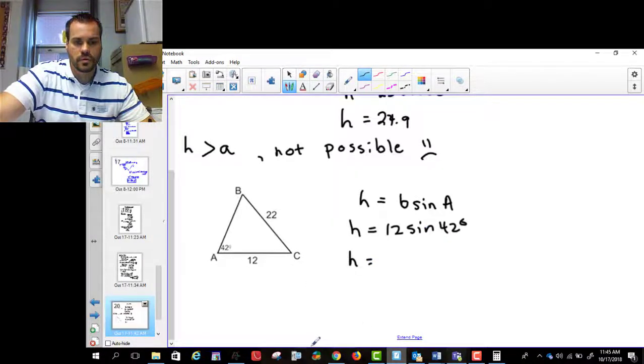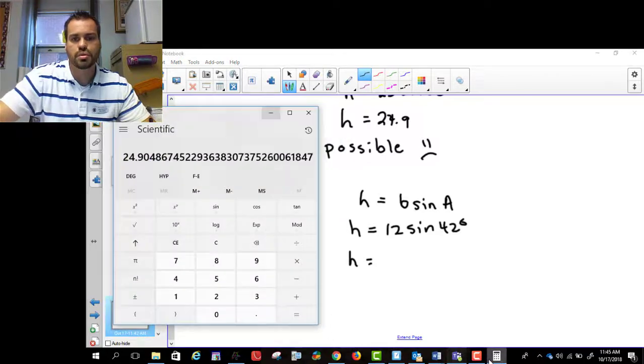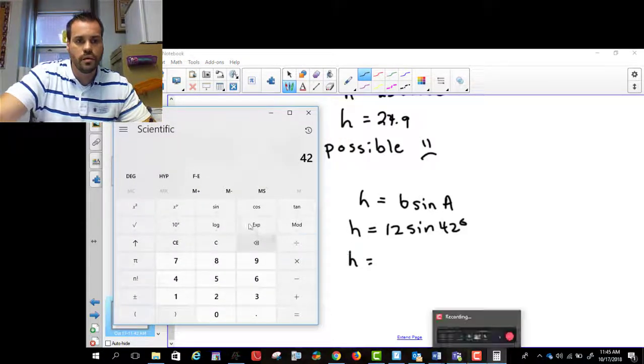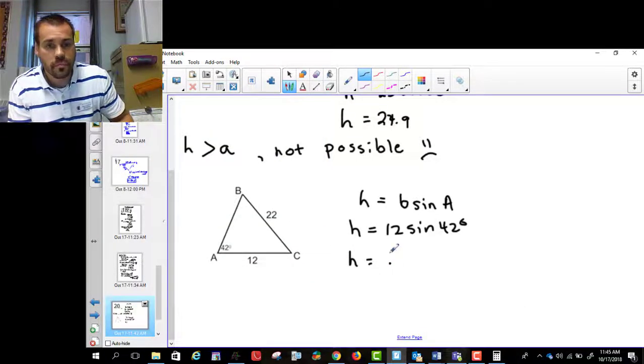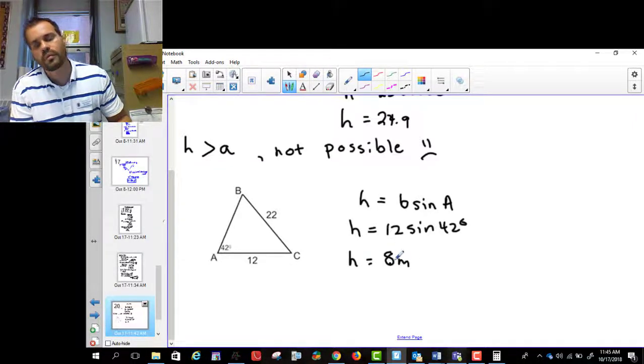So I go to my calculator. I'm going to go 42, sine of that, and then multiply by 12. And it gives me 8. I'm going to say these are meters.